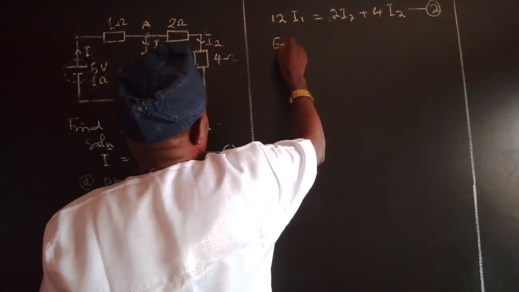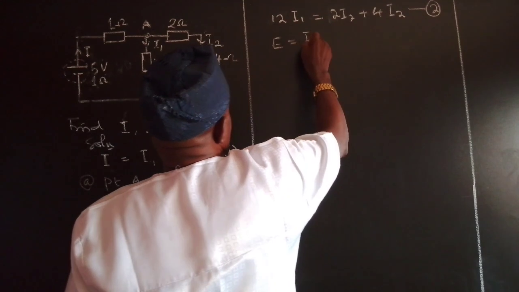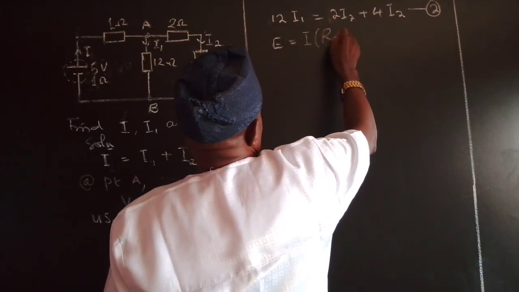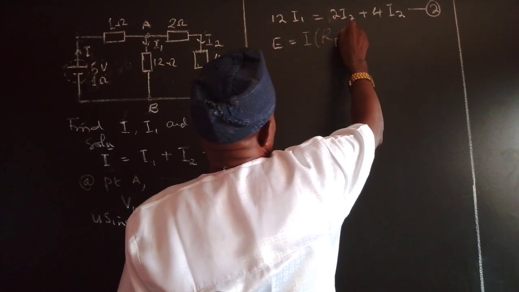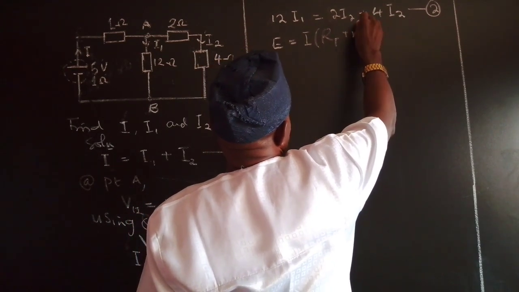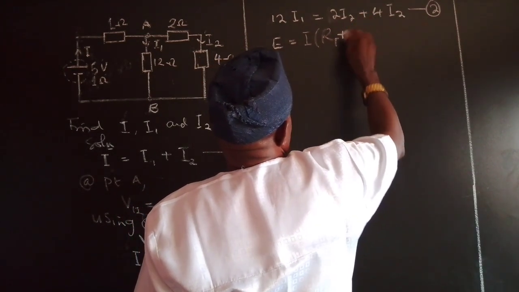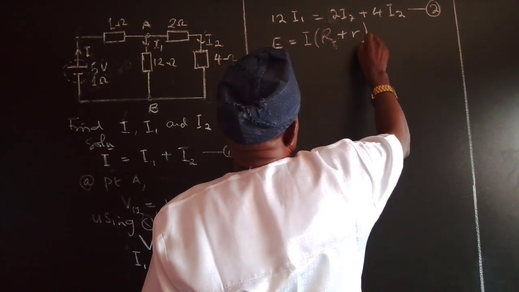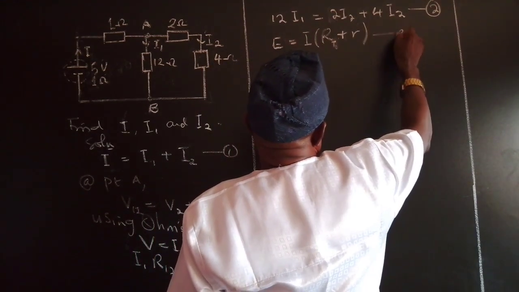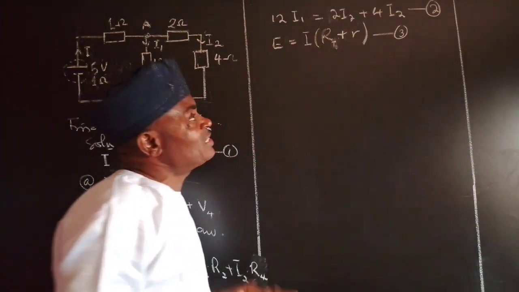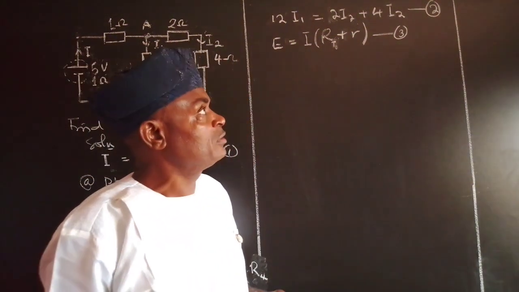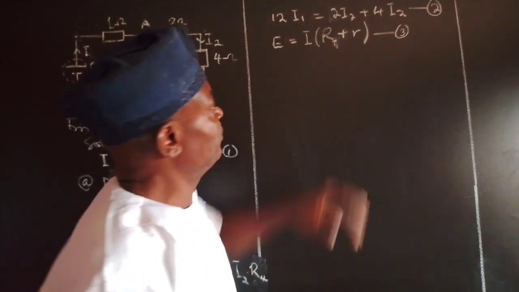That electromotive force is equal to the current passing through the circuit multiplied by the total resistance plus the internal resistance of the cell. This one now becomes our equation 3. With this equation 3, we can be sure that our values will be determined.